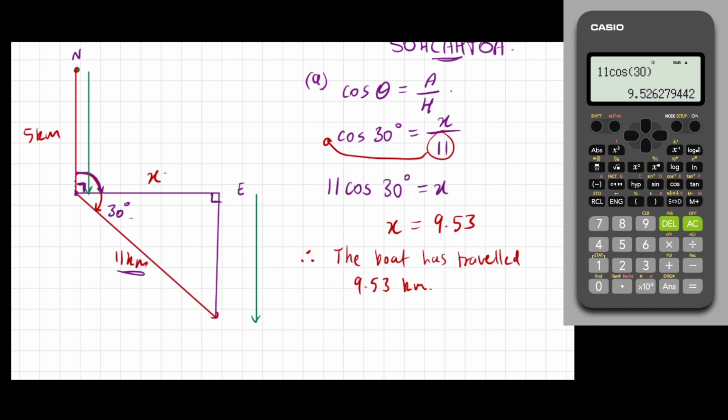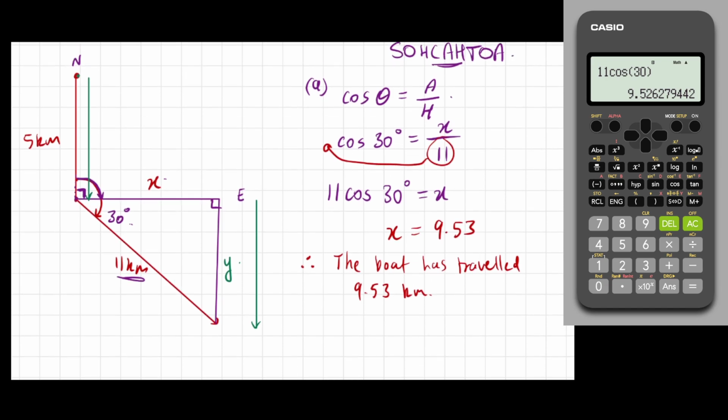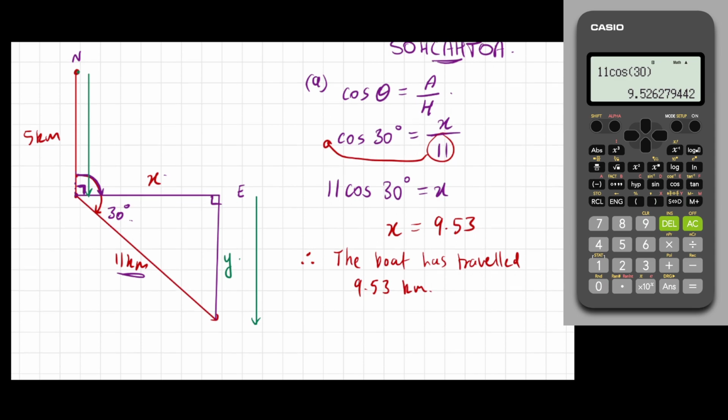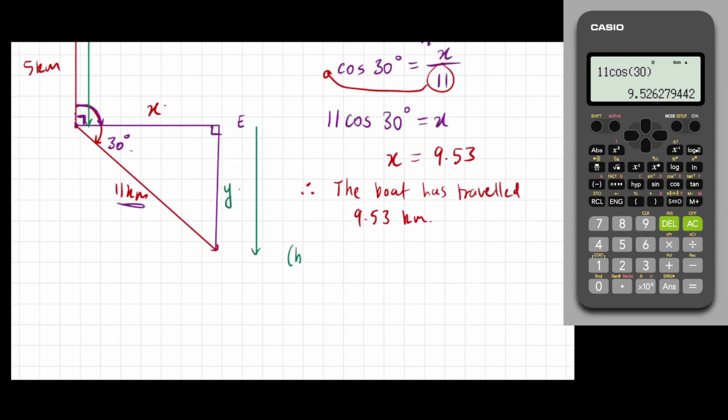We don't know what that is, so we're going to call this, let's say, y, because we're using an unknown. We're not going to call it x because we don't know if it's the same as the x value, so we're going to call it something else. So the total that he's traveled in the southern direction is just 5 kilometers plus whatever y is. Now, let's work out what y is. So for part B, to work out y, we're going to use another trigonometric ratio.